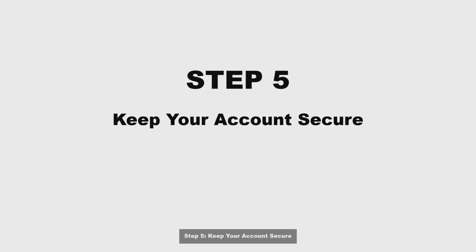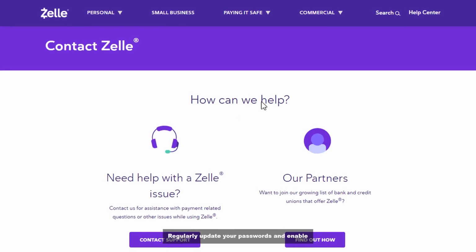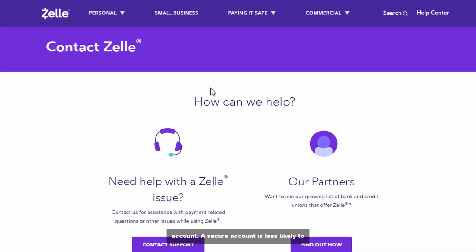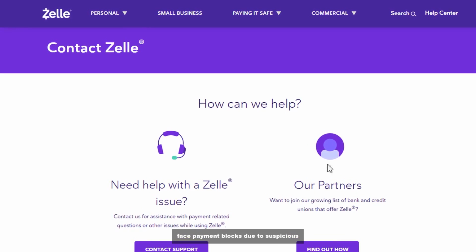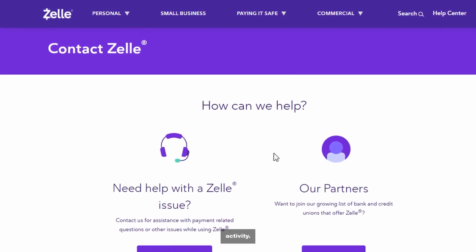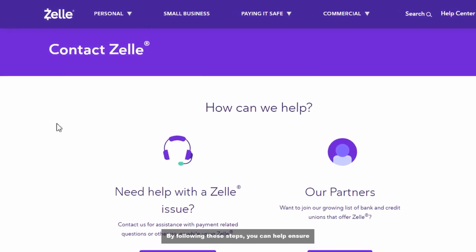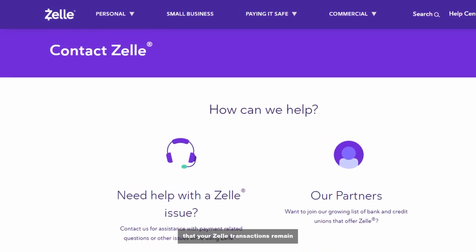Step 5. Keep your accounts secure. Regularly update your passwords and enable two-factor authentication on your bank account. A secure account is less likely to face payment blocks due to suspicious activity. By following these steps, you can help ensure that your Zelle transactions remain uninterrupted and secure.